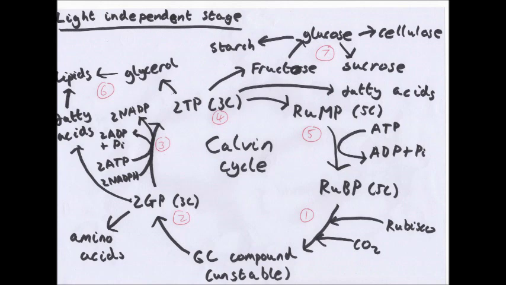So basically, GP can be used to make amino acids and fatty acids. You need two TP to form together to form the 6-carbon sugars, that's fructose and glucose, and sucrose. And then some of the TP molecules can be converted to glycerol, which can combine with fatty acids formed from GP to make lipids as well. But then you've got the sugars, as we said, glucose can become starch, cellulose and sucrose. So that's the Calvin cycle.